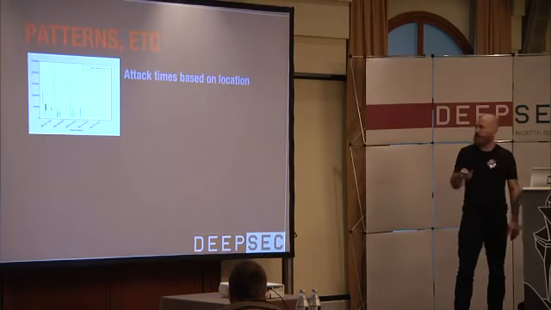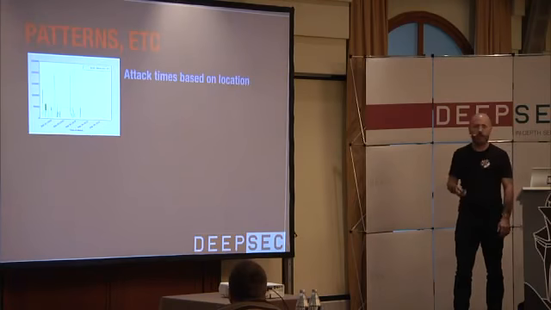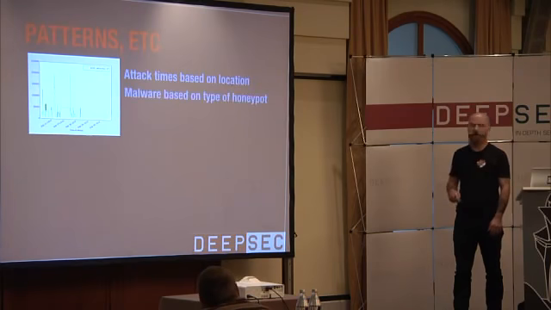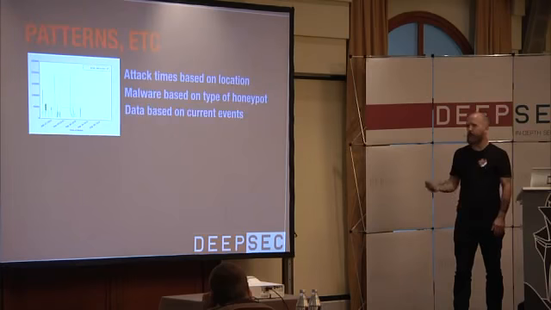So like I've mentioned, I'm interested in attack times based on location. If you have a honeypot, and I have one, the most active one is in Brazil right now. I don't know why. I need to figure out why it's more active than other ones, and why any honeypot is busy based on what's happening in the world. So I want to know what kind of malware I have based on the type of honeypot, and why, based on the time. Data based on current events.